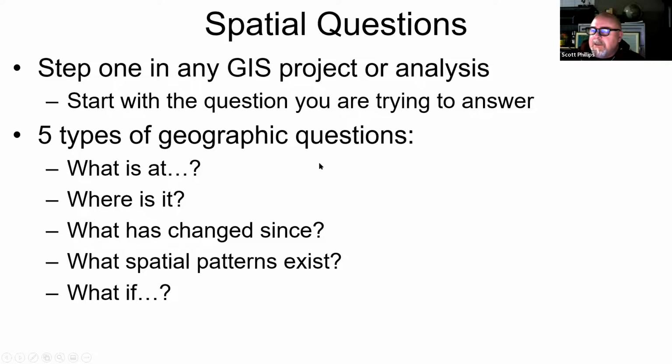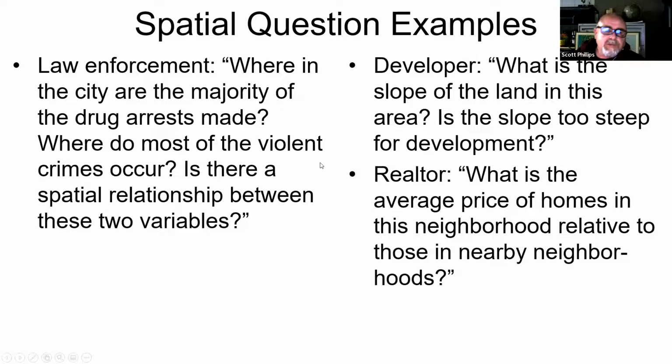And I'll give some other examples. This is from a previous textbook that we used. They had some examples. And so rather than giving those vague, generic questions, these are some real questions. For law enforcement, a geographic question may be, where in the city are the majority of drug arrests made? Where do most of the violent crimes occur? Is there a spatial relationship between these two variables? Somebody who's a criminology major, this may be the type of thing that would be applicable to them.